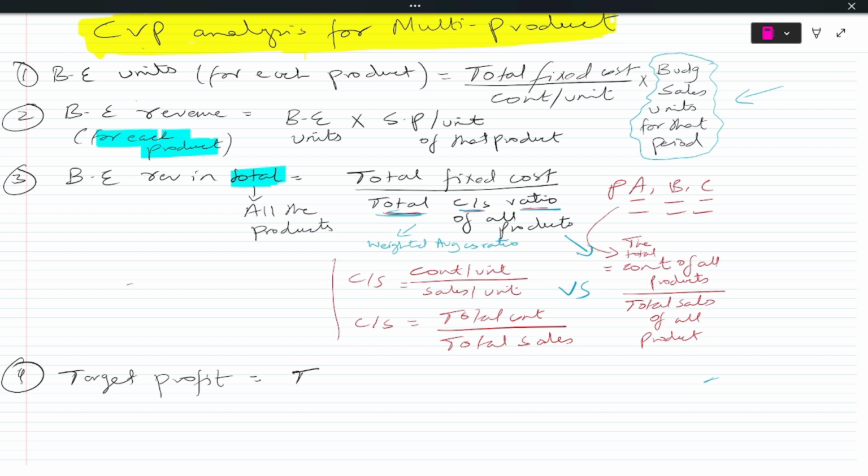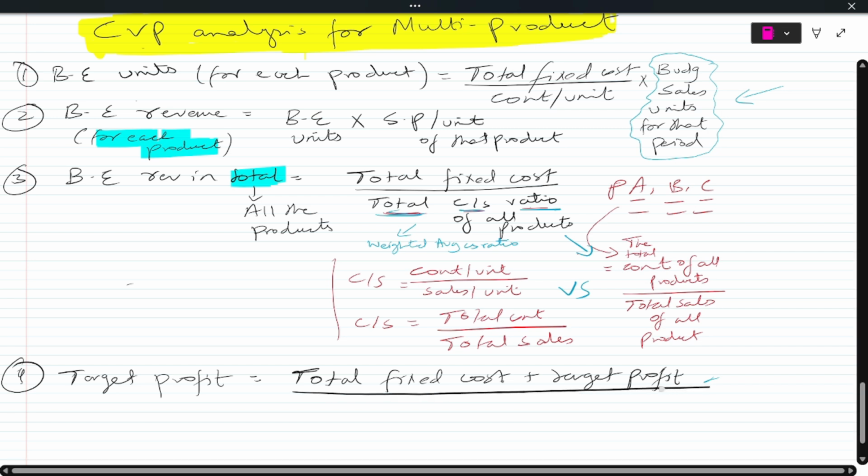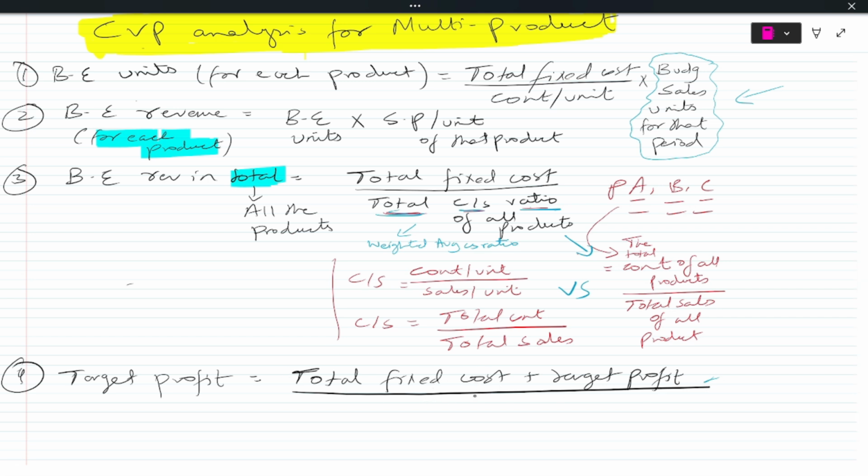A little same, a little difference. You need to write down first the formula that you know for the single product, which was total fixed cost plus target profits. Remember, this was the formula that we used to use, right? So total fixed cost plus the target profit. So far it's the same.